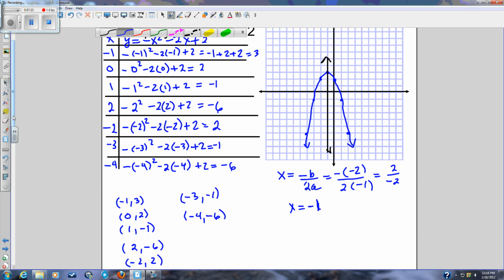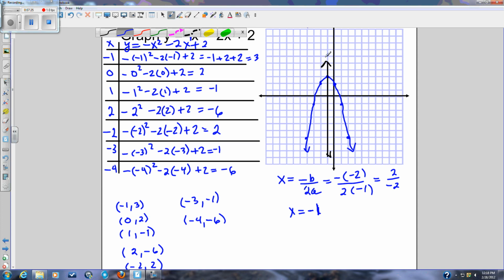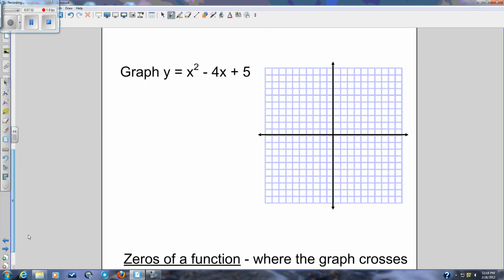So let's take a look. Oh, by the way, let's just write in our axis of symmetry, x equals negative 1. Let's move on to another example.